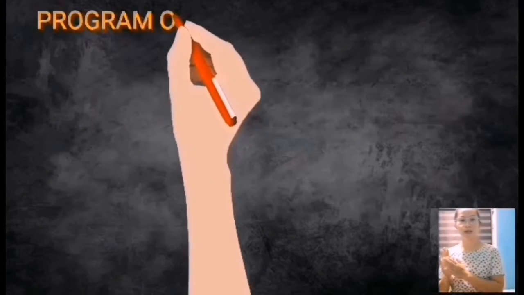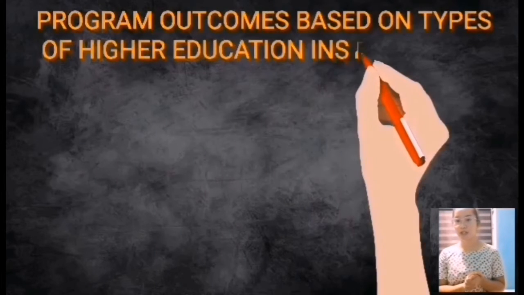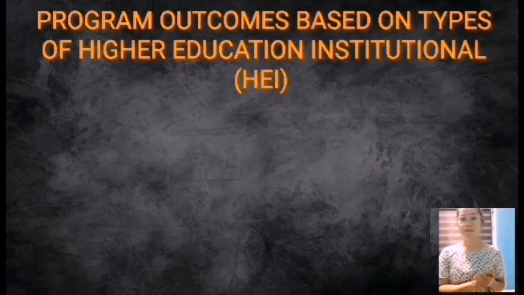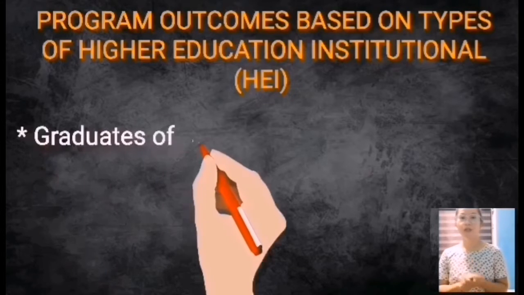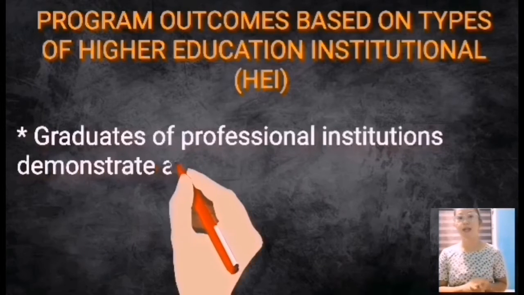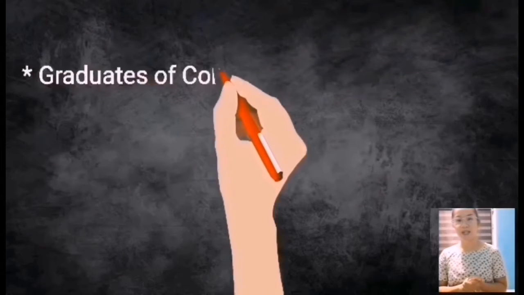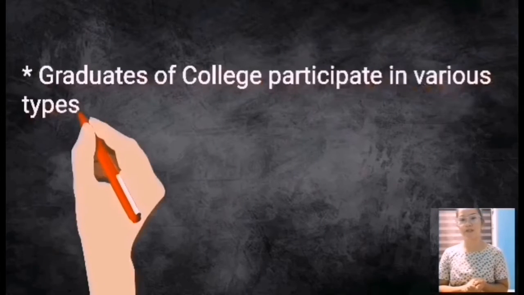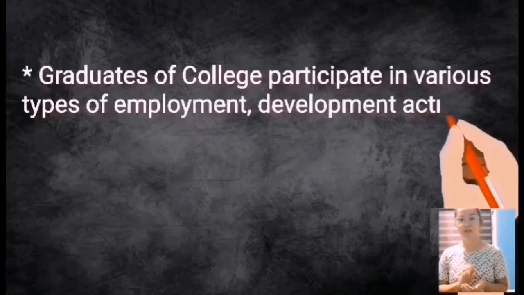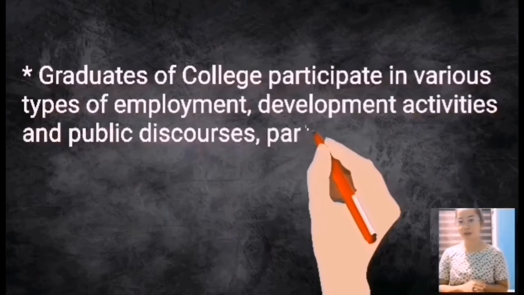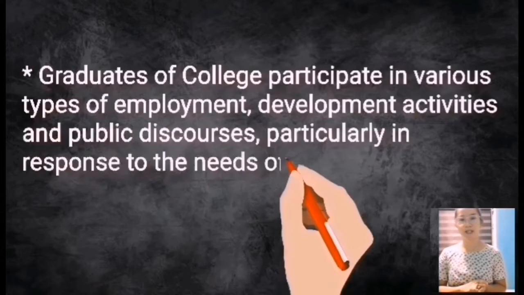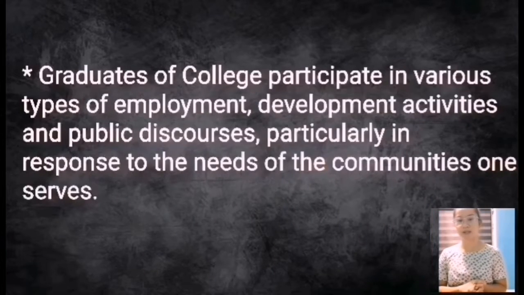Some program outcomes are based on types of higher education institutions, or HEIs, because this determines the focus and purpose of the HEI. For example, graduates of professional institutions demonstrate a service orientation in one's profession. Next, graduates of colleges participate in various types of employment, development activities, and public discourses, particularly in response to the needs of the communities they serve.